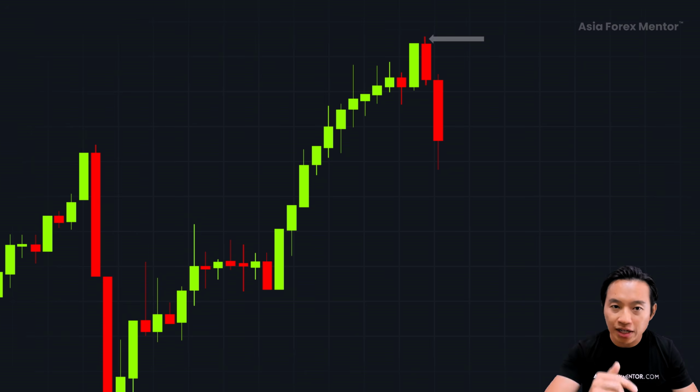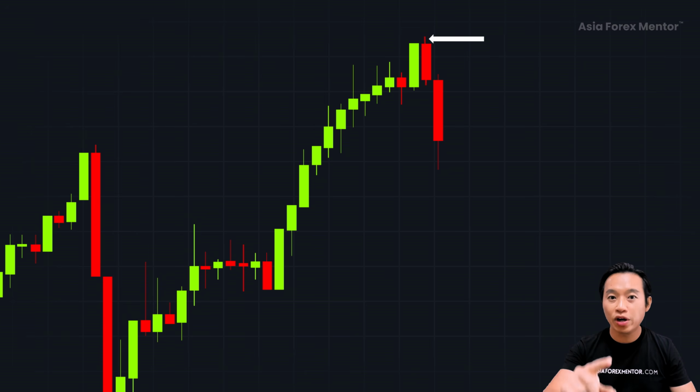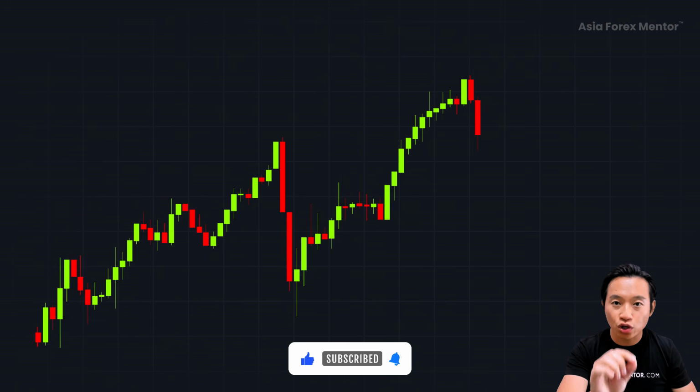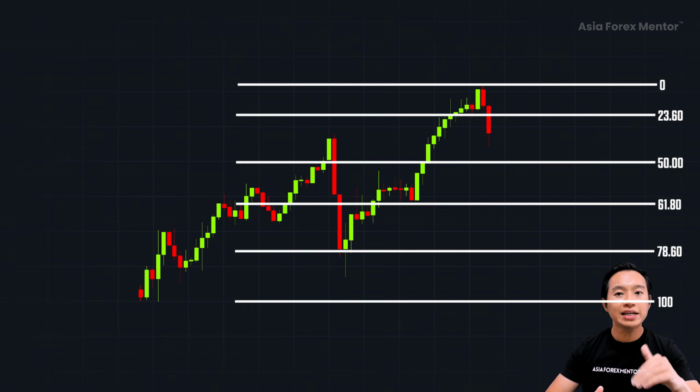That is the wick of the candle. That's where the real price rejection happens. That's what matters a lot actually. So the correct way is to what? Is to anchor your Fibonacci tool from where? From wick to wick, right?